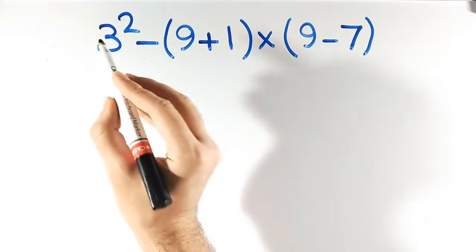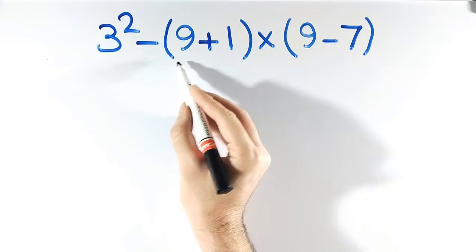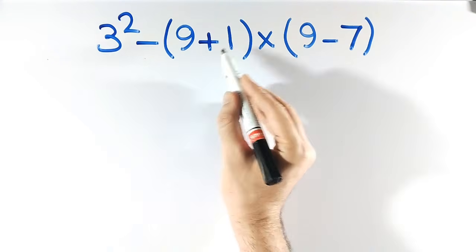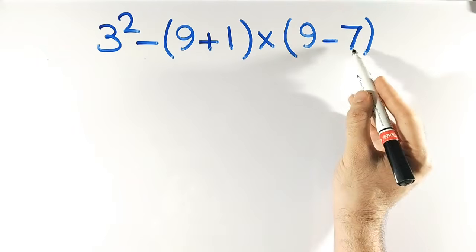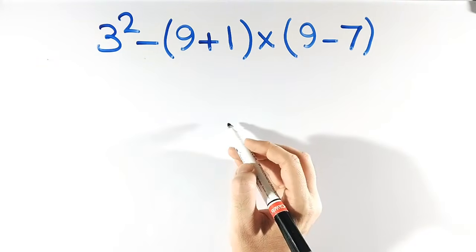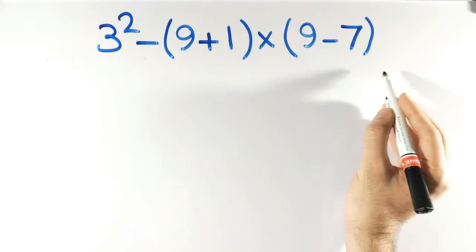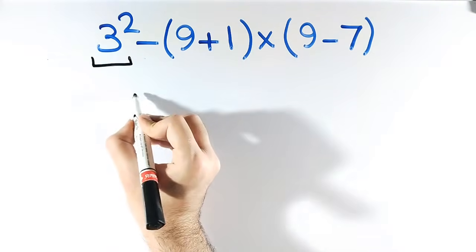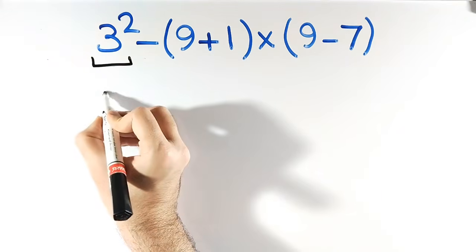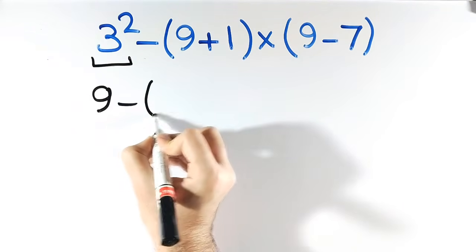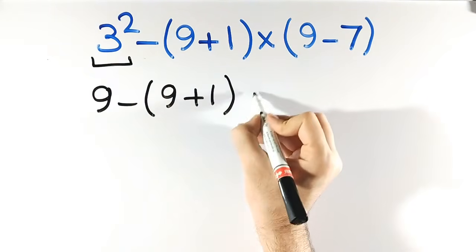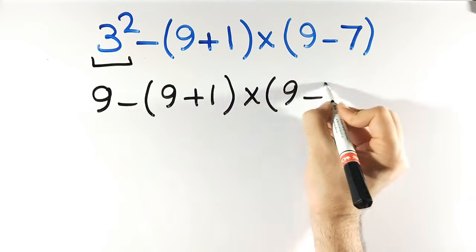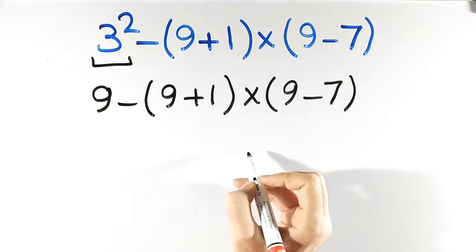What is the value of the expression 3 squared minus open parenthesis 9 plus 1 close parenthesis and multiplied by 9 minus 7 inside the parenthesis? Many people when solving this question first go for the exponent, and instead of this expression they write 9 minus open parenthesis 9 plus 1 close parenthesis and multiplied by 9 minus 7 inside the parenthesis.